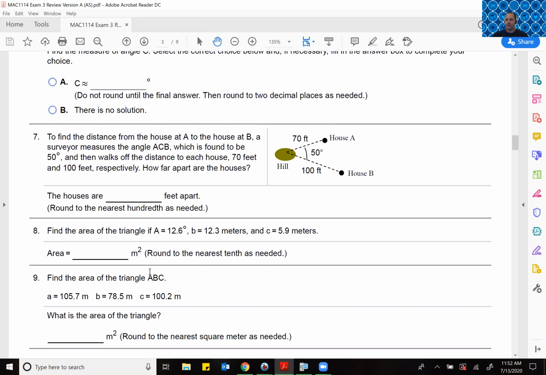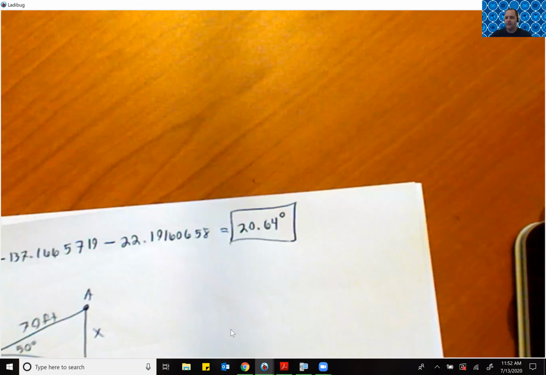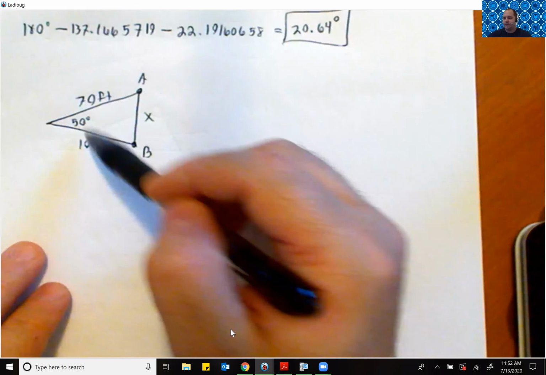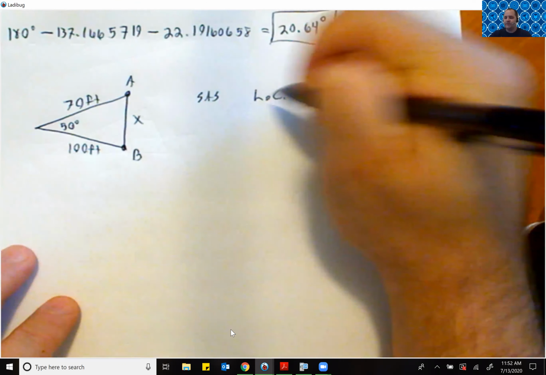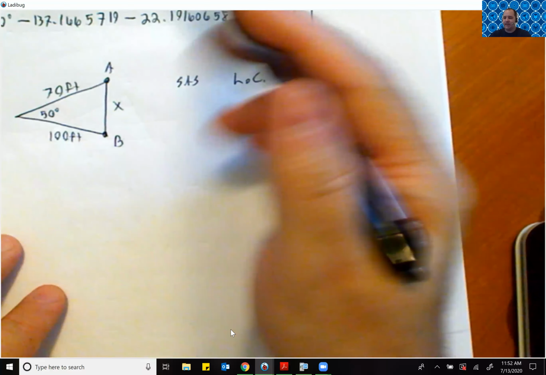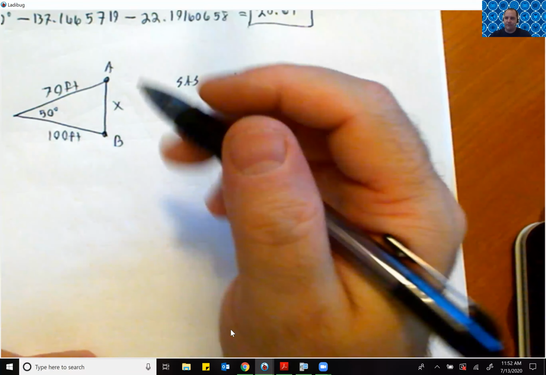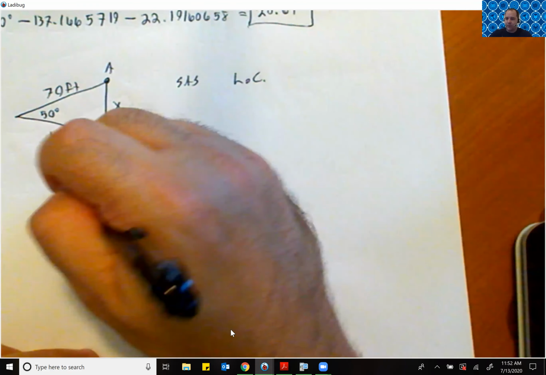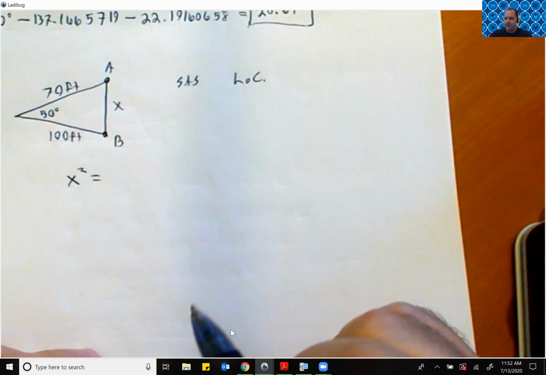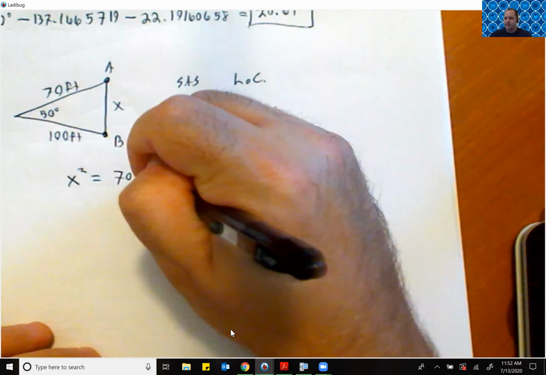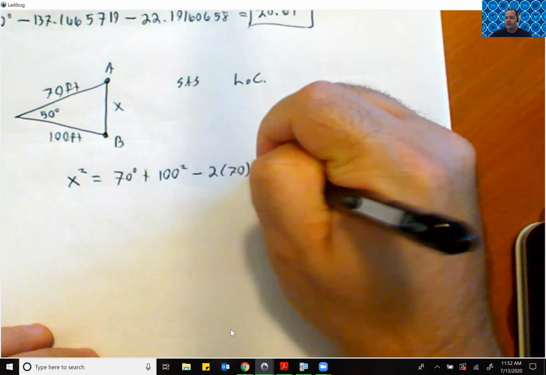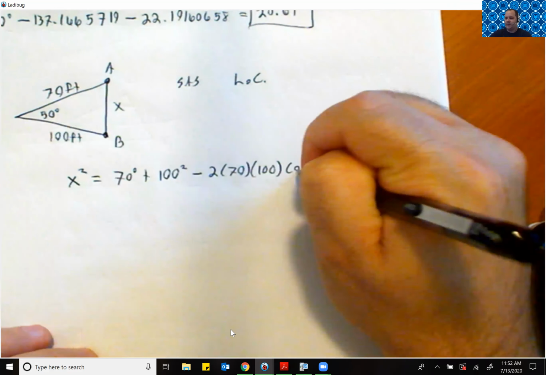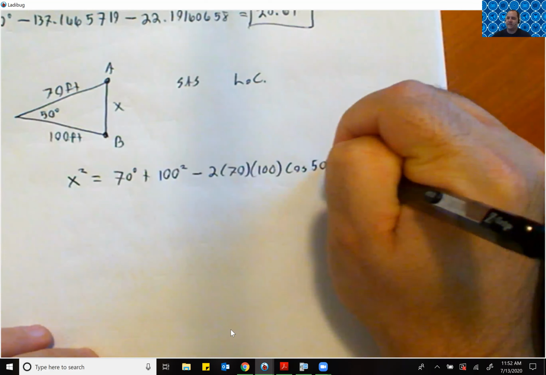So again, what you have is side, angle, side. So side, angle, side is law of cosines. To find this, it's really any of those law of cosine formulas where your x is going to be the squared part over here. And then it's going to be equal to 70 squared plus 100 squared minus 2 times 70 times 100 times cosine 50 degrees. And that's what you got.